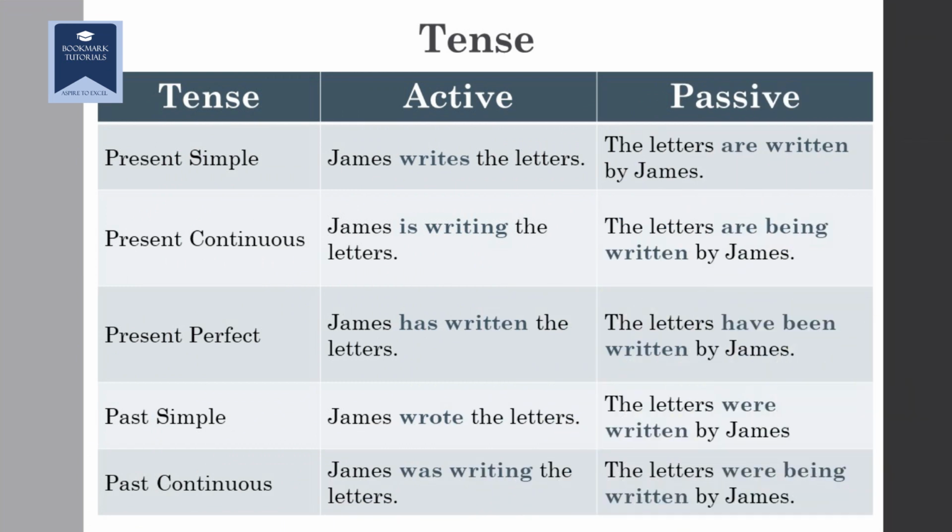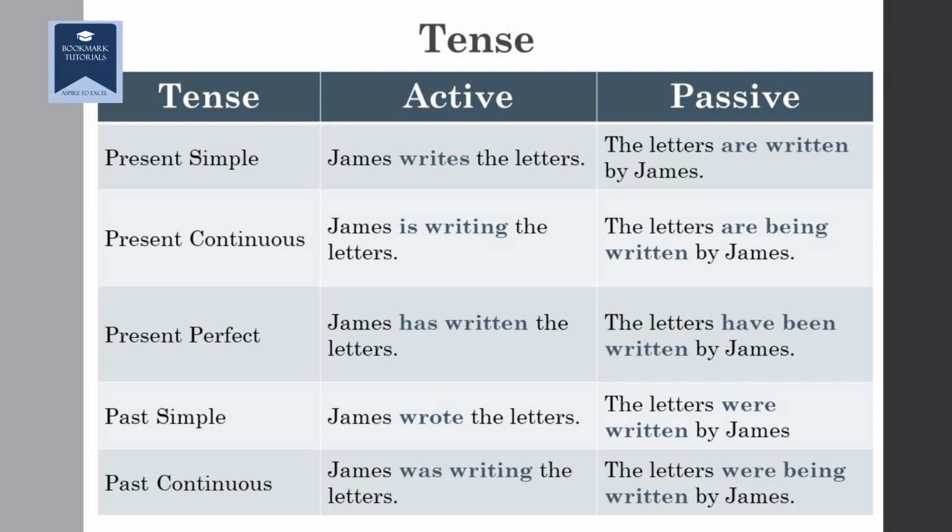Let's see how tense comes into play in active and passive voice. I have given some examples. James writes the letters. The letters are written by James. James is writing the letters. The letters are being written by James. James has written the letters. The letters have been written by James.